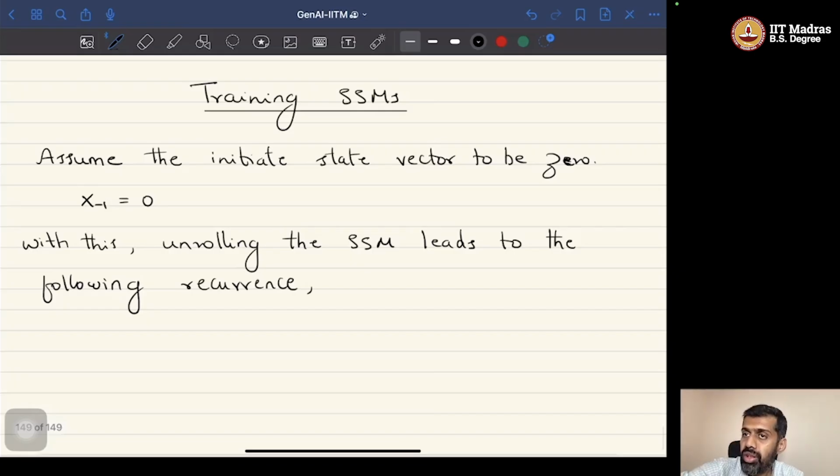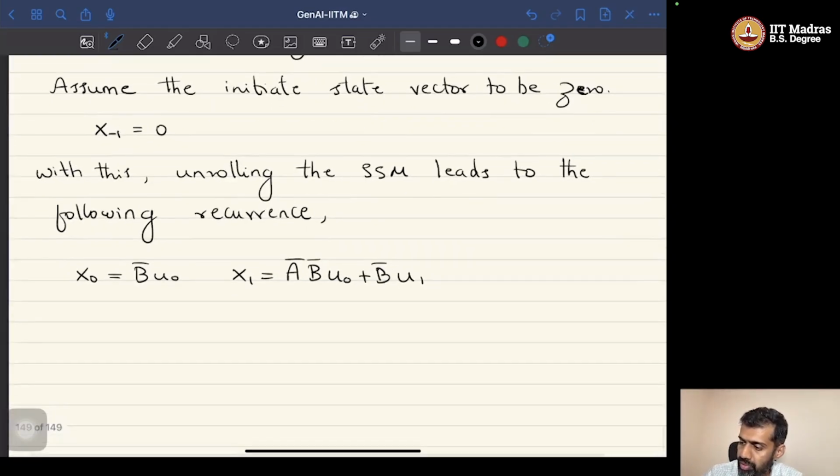Let's write that down. X naught will be equal to B bar times U naught. X1 will be equal to A bar B bar times U naught plus B bar times U1. We have X2 equal to A bar squared times B bar times U naught plus A bar B bar U1 plus B bar times U2 and so on.